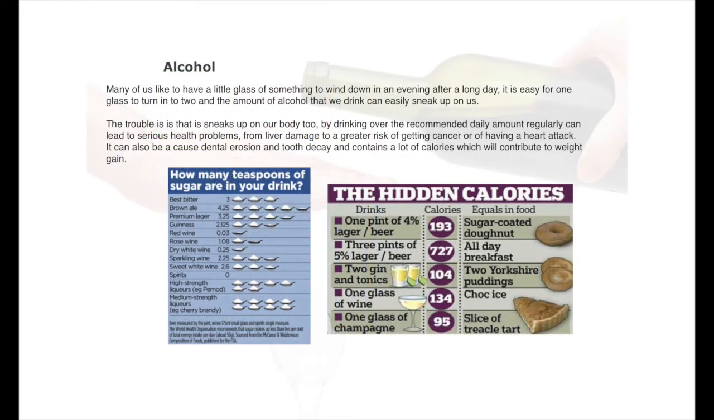Many of us like to have a little glass of something to wind down in an evening after a long day, and it's very easy for one glass to turn into 2, and the amount of alcohol that we drink can easily sneak up on us. The trouble is that it sneaks up on our body also. Regularly drinking over the recommended daily amount can lead to serious health problems, from liver damage to greater risks of cancer or heart attacks. It can also cause dental erosion and tooth decay. Alcohol contains lots of calories and also sugar.